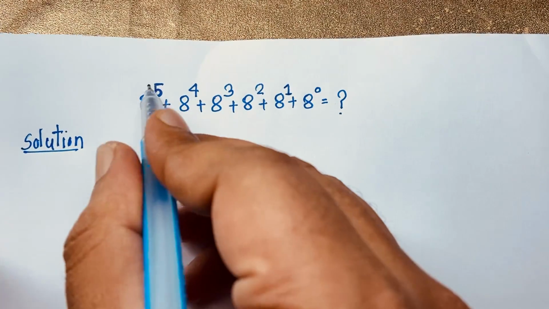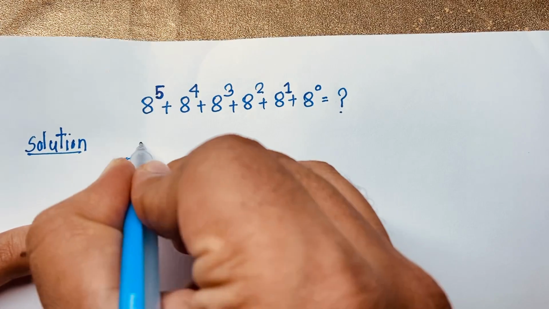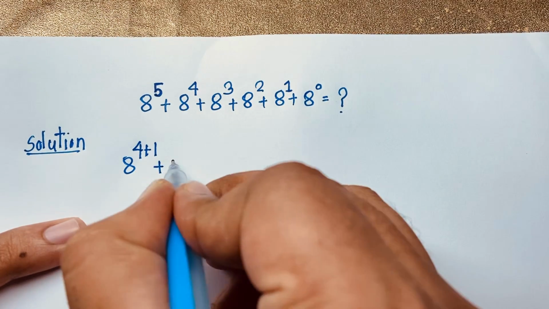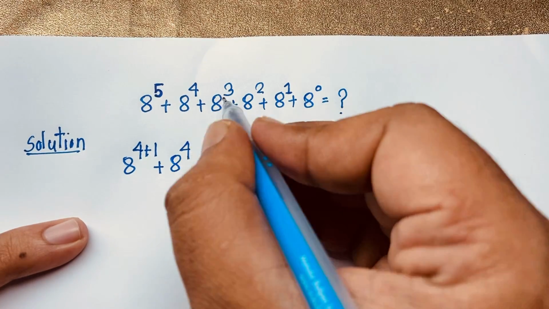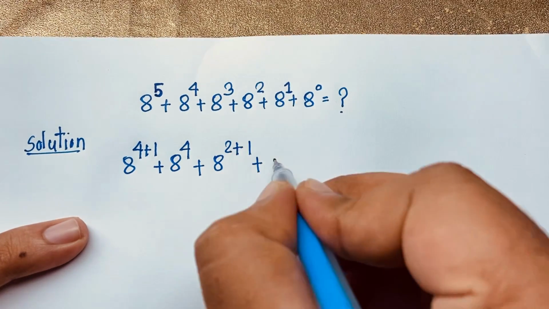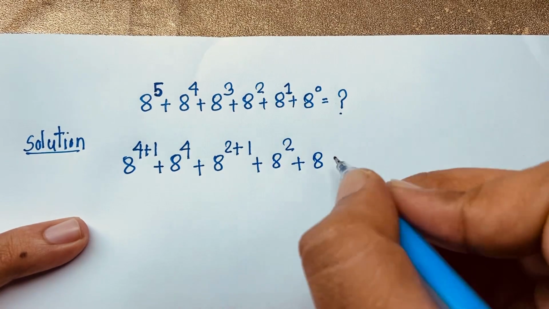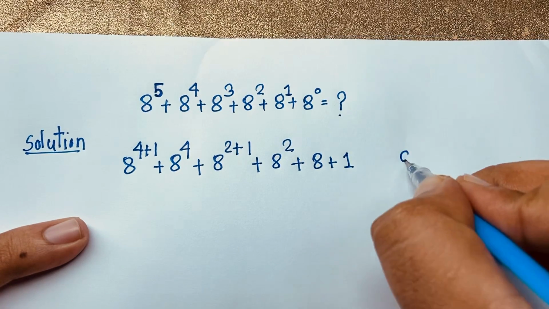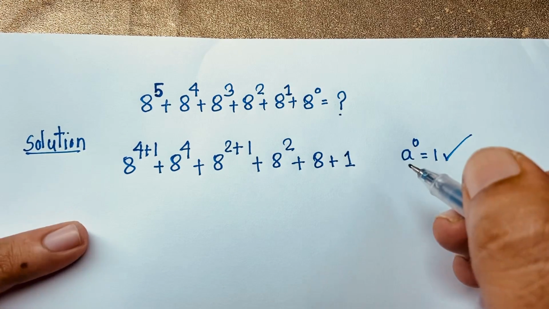Our question here: 8 to the power 5. I can easily write it as 8 to the power 4 plus 1. You know that 4 plus 1 is 5. Then 8 to the power 4 plus 8 to the power 3, I can write it as 2 plus 1, that is 3. And 8 to the power 2 plus 8 to the power 1 is 8. And we know that 8 to the power 0 is 1. We know that a to the power 0 is 1, according to the exponential law, a to the power 0 is 1.